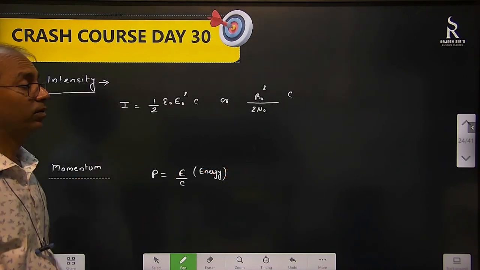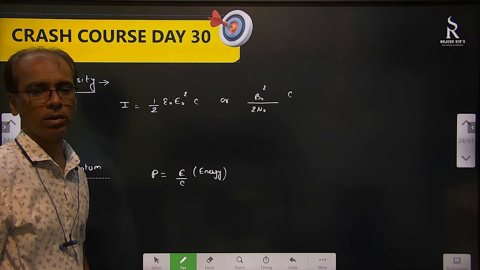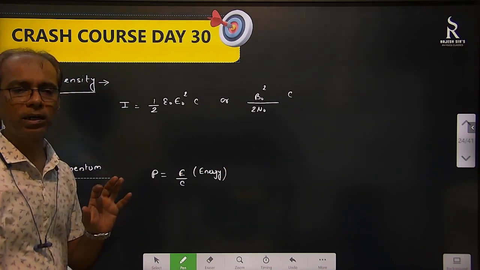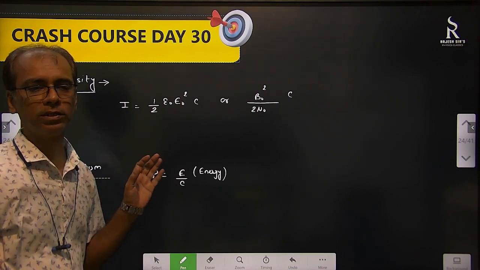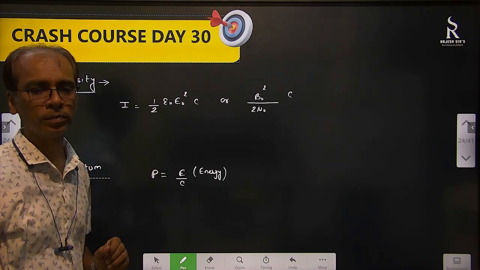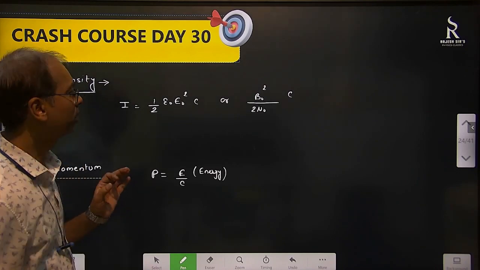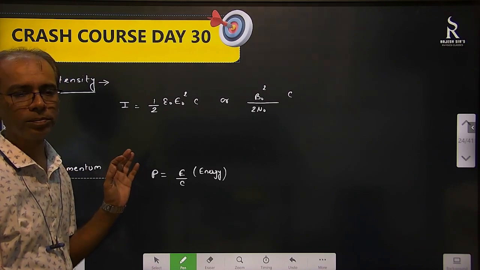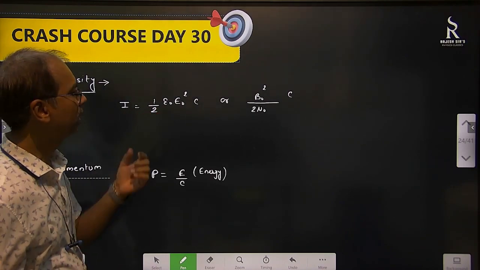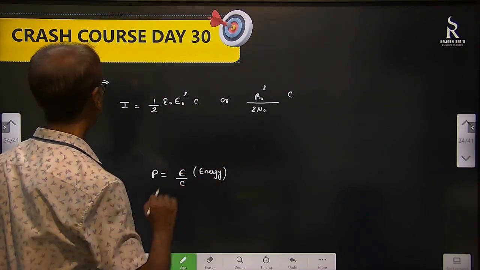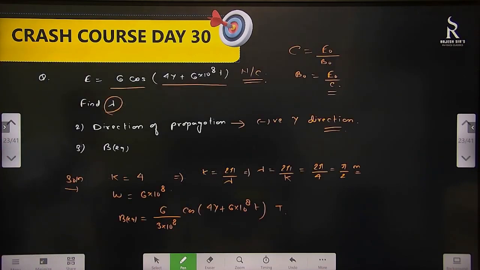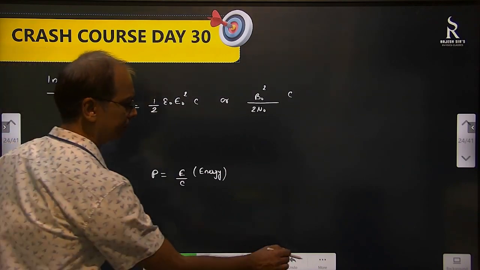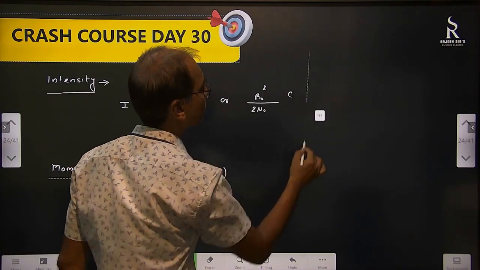Then intensity of electromagnetic wave. Energy in electromagnetic wave is in both forms, electrical energy form also and magnetic energy form also. But on an average, if we talk about the density, energy per unit volume, it comes out to be either half epsilon naught E naught square or B naught square by 2 mu naught. We'll write it over here. It's talking about energy.